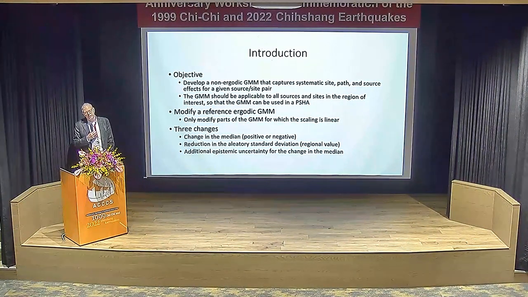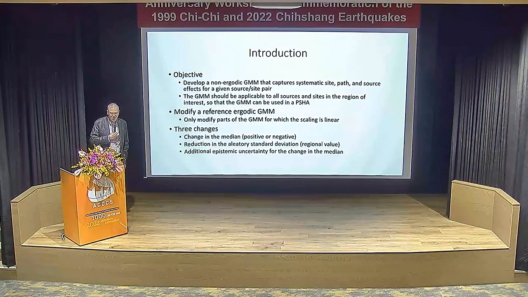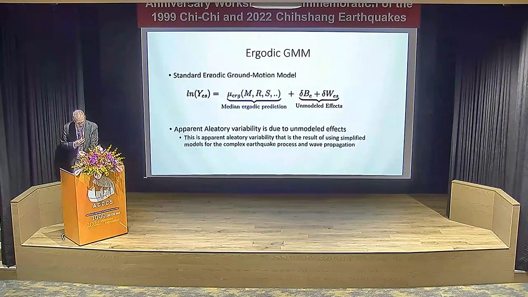We'll get a reduction in the standard deviation. We're going to fit the data better because we have site-specific aspects, so our standard deviation is going to go down. But there's also additional epistemic uncertainty, because now I have to estimate my site-specific parameters, not just the global average. Okay, so that's what's going to happen going forward.